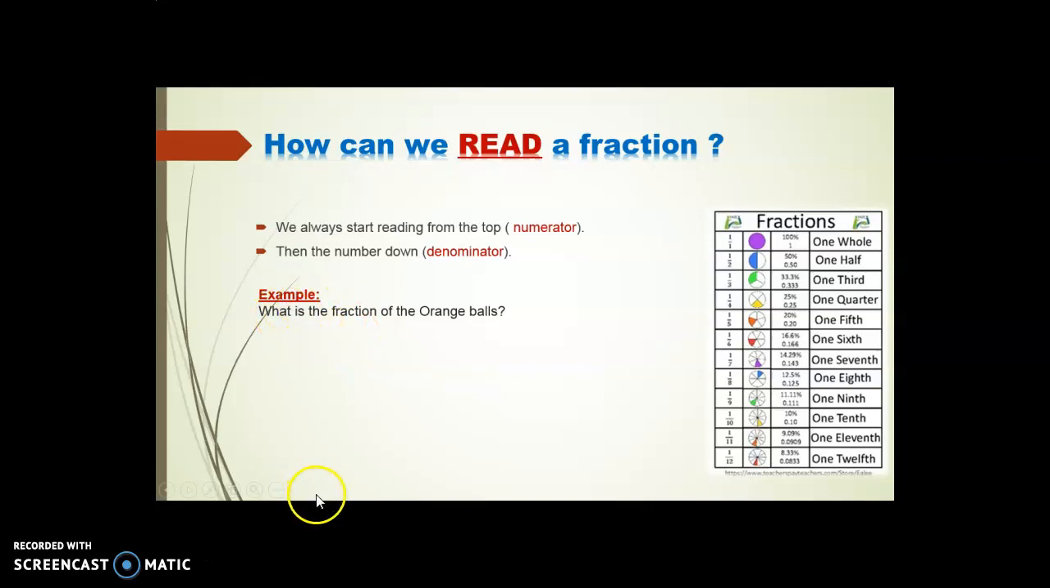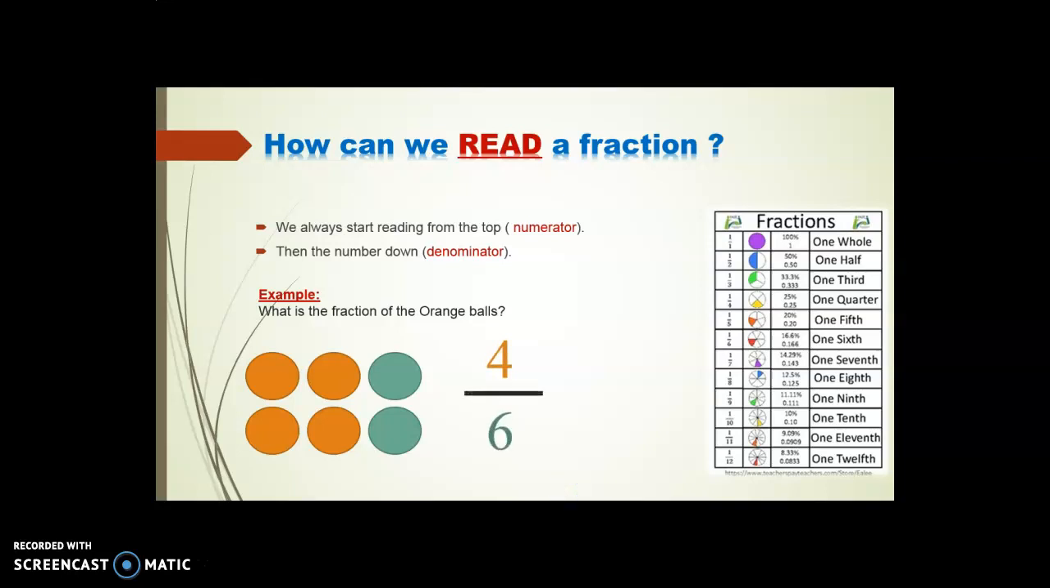Here I have this example. What is the fraction of the orange balls? I have some balls and I want to know the fraction of those orange balls. Let's count. 1, 2, 3, 4, 5, 6. I have 6 balls. How many orange balls? Excellent. It's 4 orange balls from 6 balls, the total. So it's read as 4/6.